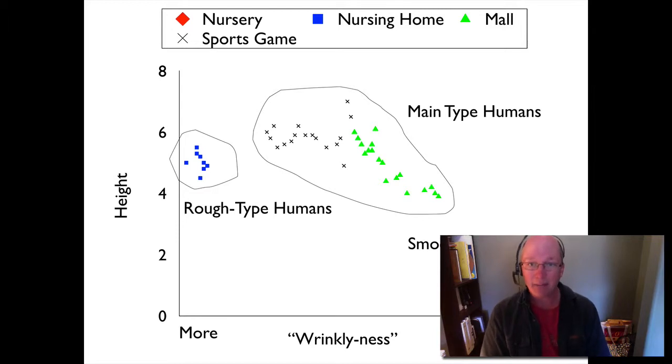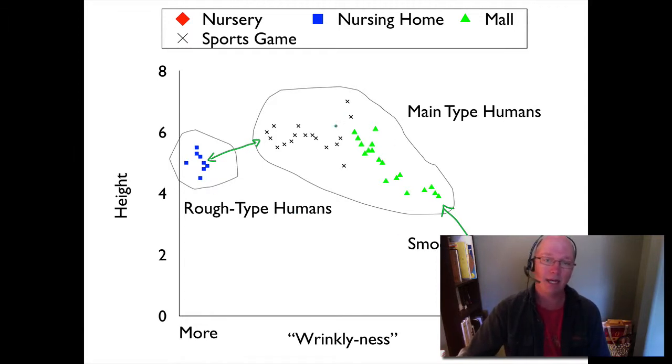I can have my main type humans, right? I can have my rough type humans, and I can have my smooth type humans. And looking at the fact that there is kind of a separation between these things, there could be and should be some relationship between these different groups. And I can start to draw some conclusions.